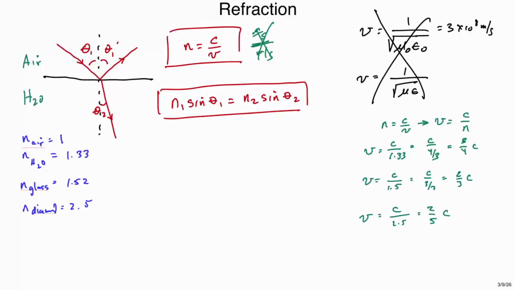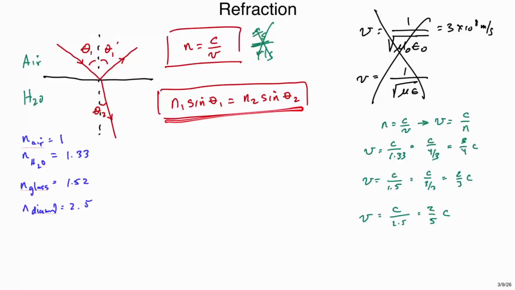Let's do some what-ifs. If we have this air to water, do you notice how I drew it? Which one of these two angles is bigger, theta 1 or theta 2? Theta 1's bigger. It's further away from the dotted line, further away from the normal.